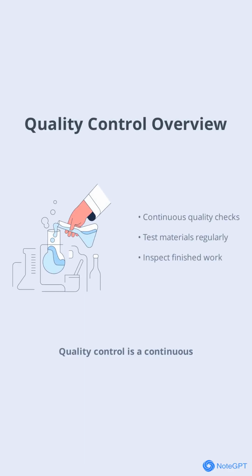Quality control is a continuous process throughout rock fill construction. It involves regular testing of materials, monitoring construction methods, and inspecting finished work. By maintaining high standards at every stage, you can ensure that the final structure meets all safety and performance requirements. Quality control is not just about meeting specifications, it's about building structures that last.